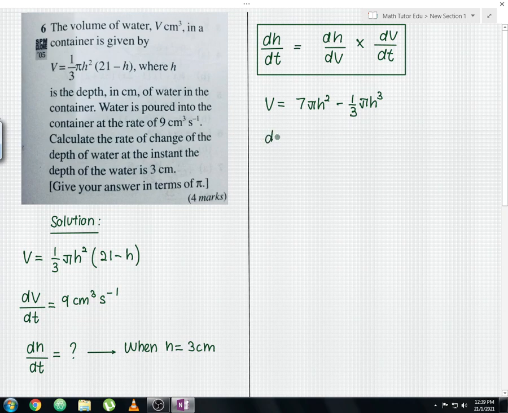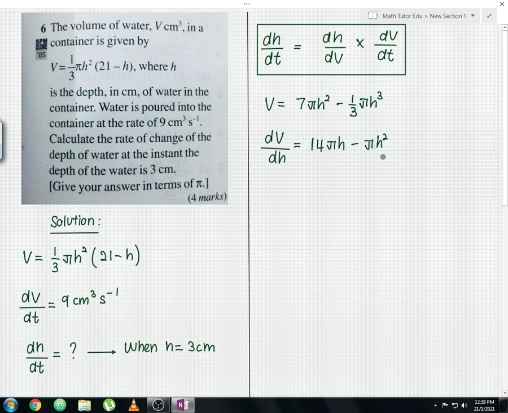So from here, you get dV over dh, which is equal to, okay, let me underline the fraction. So from here you should get 14 pi h minus pi h square. This 3 you times with negative 1 over 3, you get 1, and then the power you minus 1. As for this expression, the 2 you times 7, you get 14, and then the power 2 you minus 1. That's how you get this 14 pi h minus pi h square.